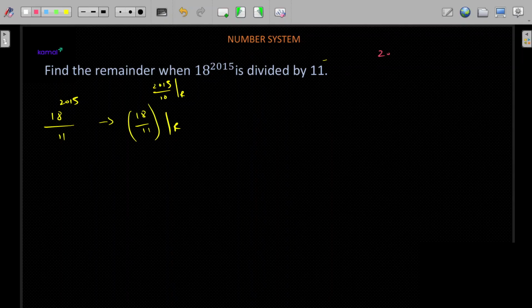So 2015 by 10. My remainder is 5 because the highest multiple of 10, which is less than 2015, is 2010. So 2015 minus 2010 is equal to 5. And again, 18 by 11.